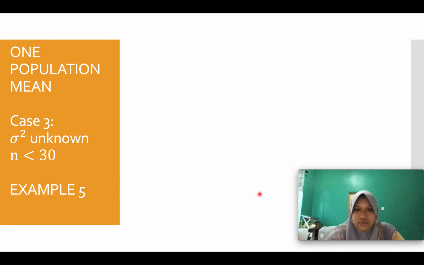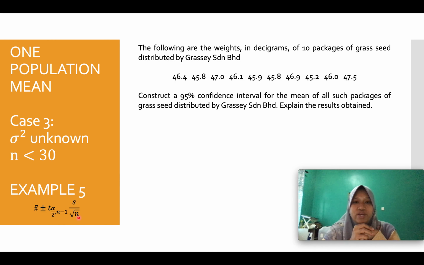Sigma squared is unknown, which is population variance is unknown, and n less than 30, small sample. Okay, so we are referring to example 5. So the formula again is given by x bar plus minus t alpha over 2, n minus 1, times s over square root n. Okay, the following are the weights in decigram of 10 packages of grass seed distributed by Gracie Syndrome Berhad. Construct a 95% confidence interval for the mean of all such packages of grass seed distributed by Gracie Syndrome Berhad and explain the result obtained.